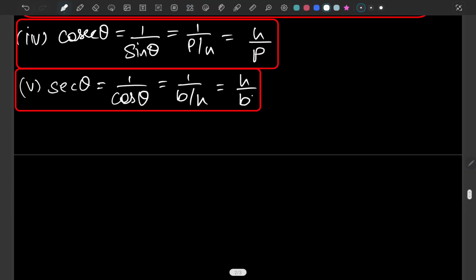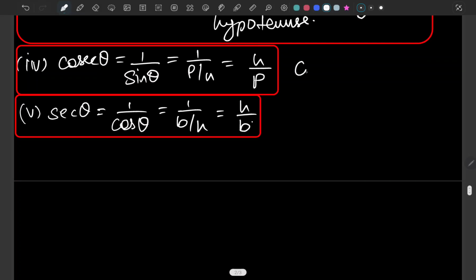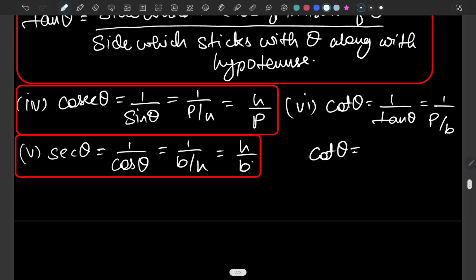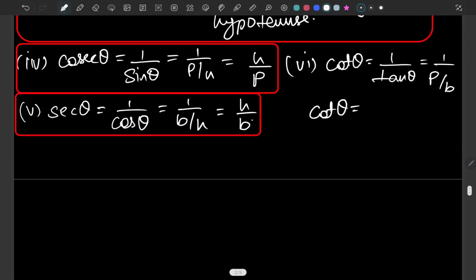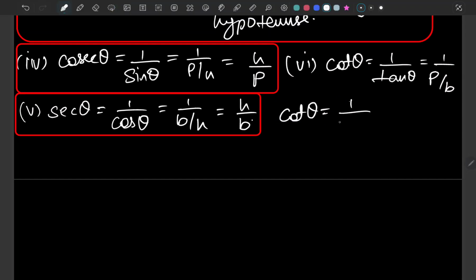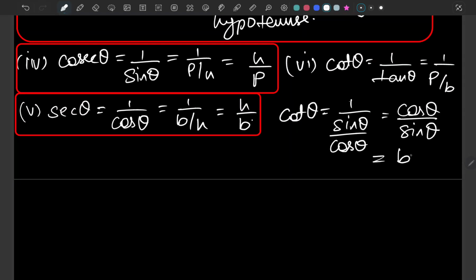And finally the reciprocal of tangent theta, that means cotangent theta, so it's your sixth one. Cotangent theta is 1 over tangent theta, and it's 1 over p over b. Since it's the reciprocal of tangent theta, it's 1 over sine theta over cosine theta as well. So it's cosine theta over sine theta, right? And also it's b over p.